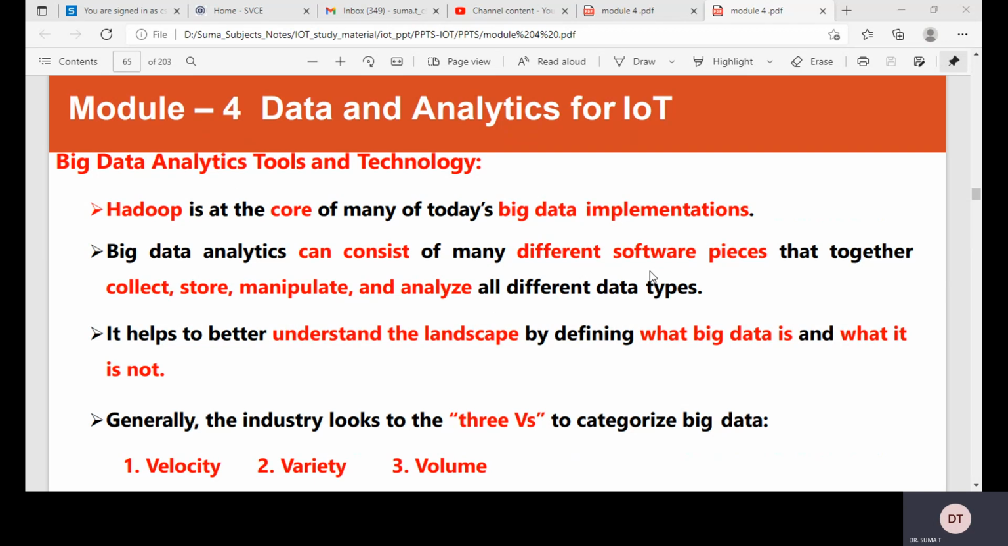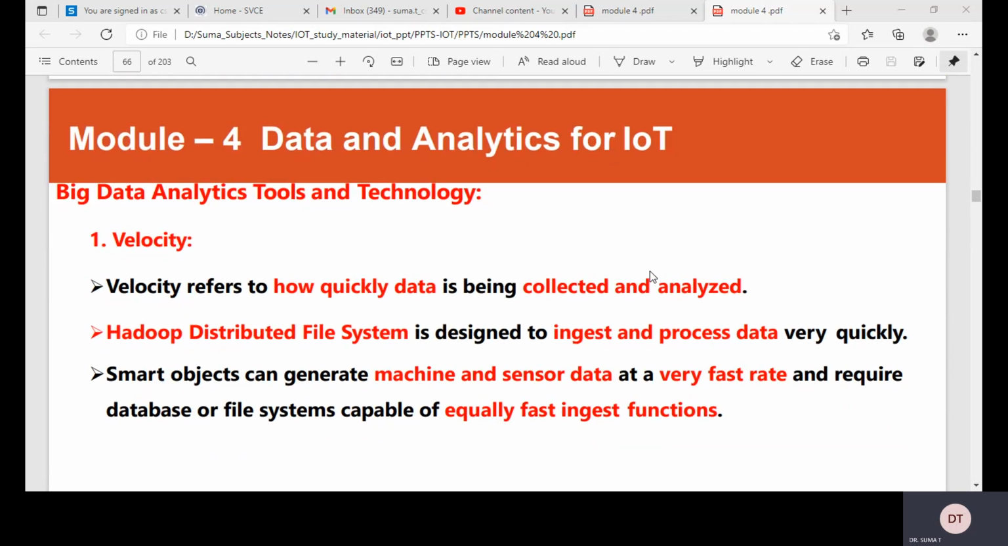The characteristics of big data can be defined by the sources and types of the data. So let me study what velocity, variety, and volume refer to. First, velocity refers to how quickly data is being collected and analyzed. Hadoop distributed file system is designed to ingest and process data very quickly. And smart objects connected to IoT devices generate machine and sensor data at a very fast rate. Within a fraction of a second, they are able to produce gigabytes of data, and they require a database or file system capable of equally fast ingest functions.